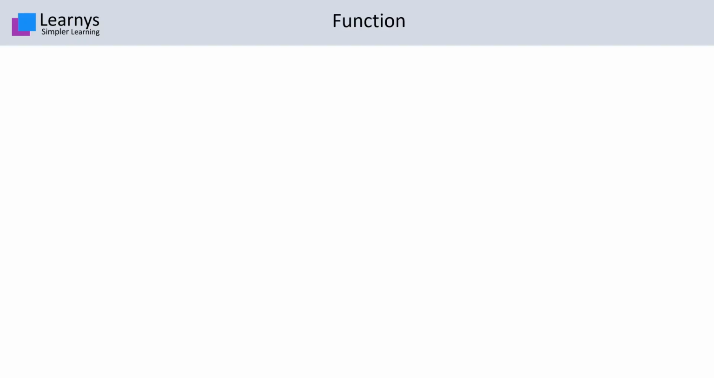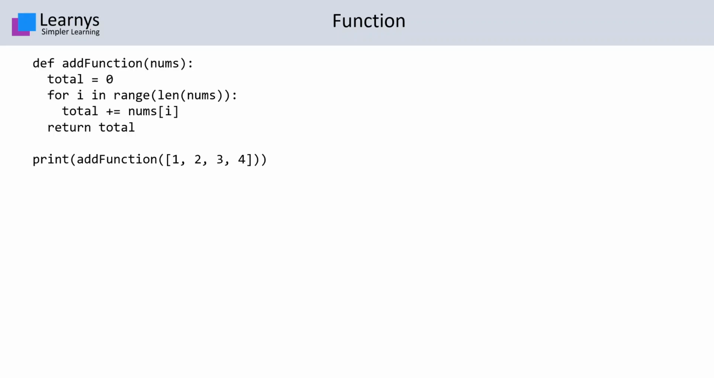Functions. It is a piece of code written to carry out a specified task. This is an example of a function. A function may or may not need multiple inputs. It may or may not return some values. For returning a value, we use the return keyword, and to take the inputs, we use the parameters.